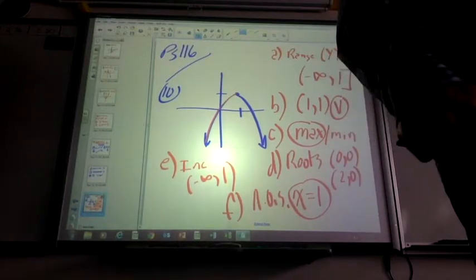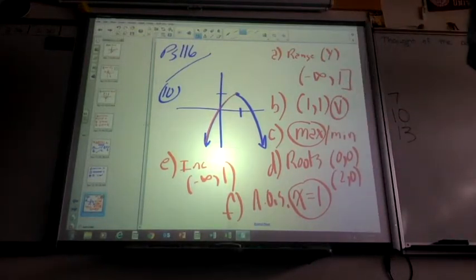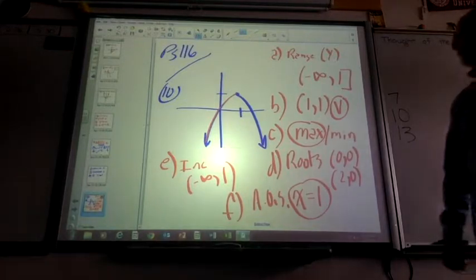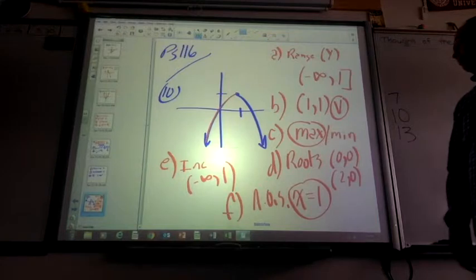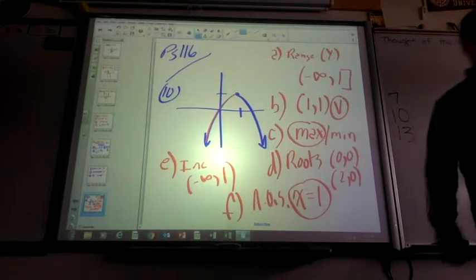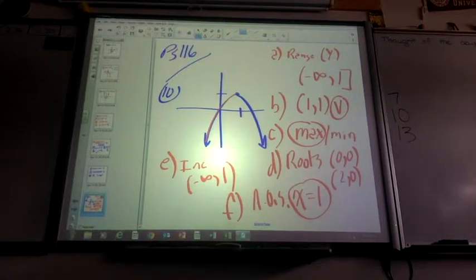Is range basically the same thing where it's increasing? In this case, yeah, I don't want to say it always will be that way.